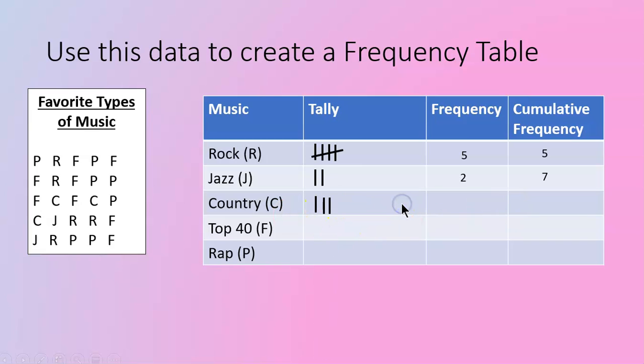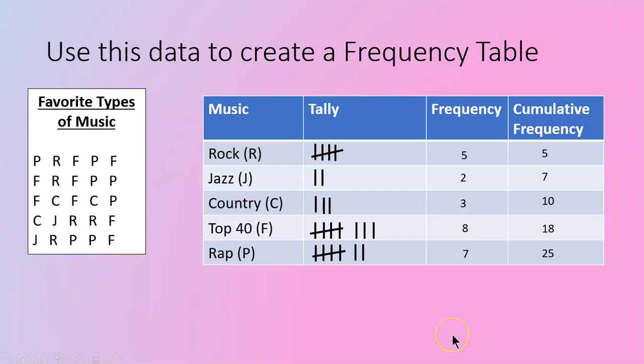Now, country, we got 3. So our frequency is 3, and we're going to add that 3 to our previous 7, which gives us 10. Top 40, we've got, woohoo, 8. Lots of people in this survey liked top 40. So we put an 8 in the frequency, and then we put 18 in the cumulative frequency because 8 plus 10 is 18. Last category is rap. We've got 7. So our frequency is 7. And then 18 plus 7 is 25. That is our frequency table.